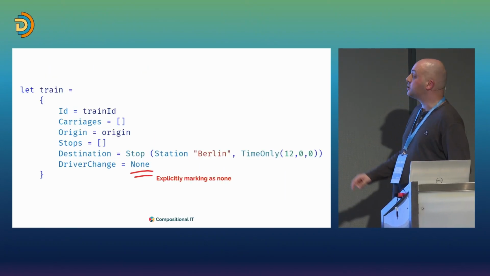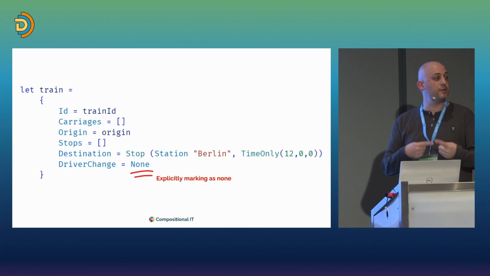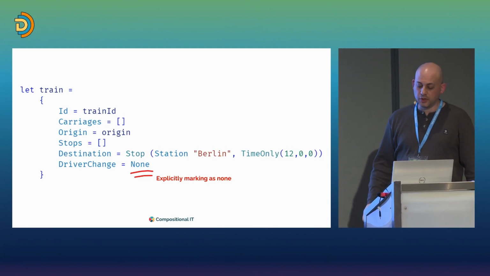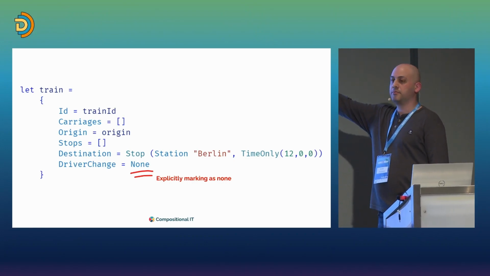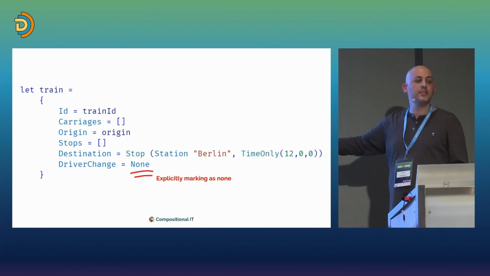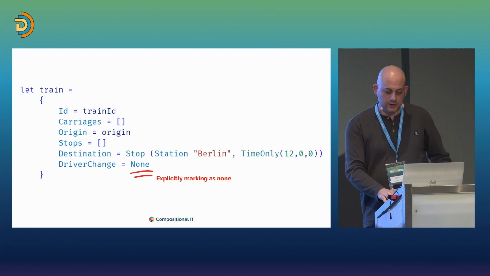And now we can essentially just use none here. So we're explicitly saying there is no driver change. So it kind of flips the coin, if you will. And you'd be surprised, 99 times out of 100, you're working with mandatory types, and then you put in optionality as an exception. You know, this is a time when I need to deal with that.